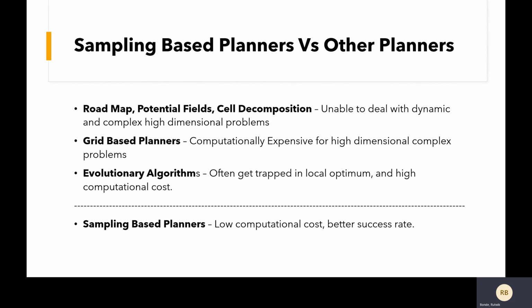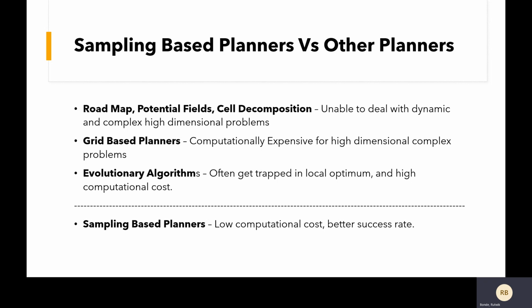Now let's see what the different types of planners are and how they compare with sampling-based planners. Path planning algorithms are of vital importance for motion planning of mobile robots due to their numerous applications in UAVs, forklifts, surveillance operations, autonomous cars, medical, planetary and space missions. The initial complete practical planners such as road maps, potential fields, and cell decomposition techniques are unable to deal with dynamic and complex high-dimensional problems.